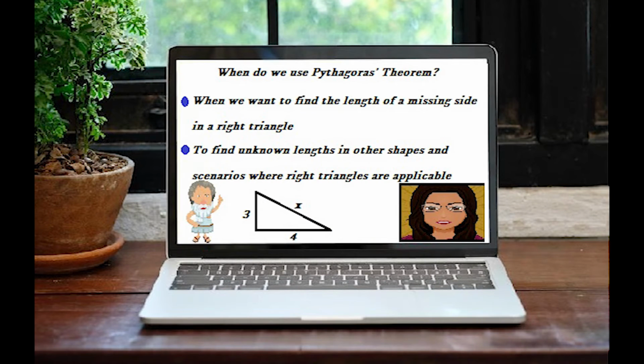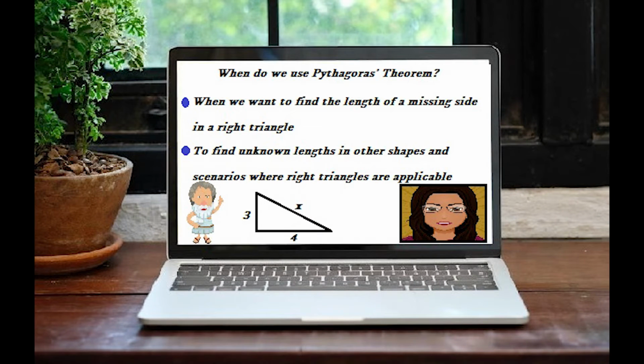Now, when do we use the Pythagorean theorem? Whenever we want to find the length of a missing side, obviously. We apply this particular theorem in two specific ways. We can apply it directly when we want to find the hypotenuse of the triangle, or we can apply it with a little bit of manipulation to get the length of another side.